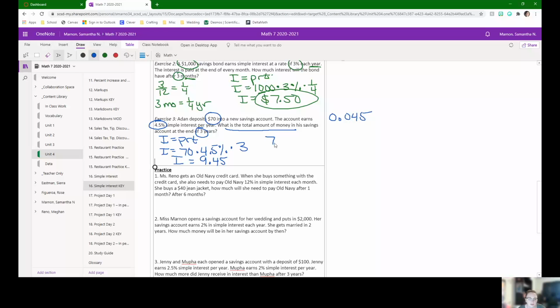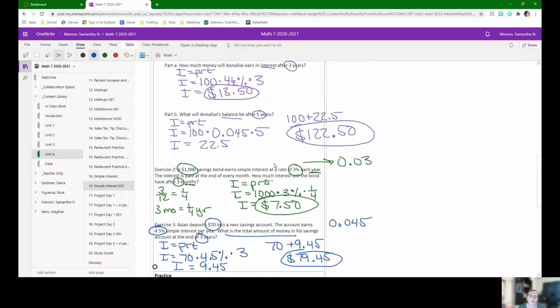So that means we need to start with his principal, the starting balance in his account, and then add on the interest that he earned. So when you add 70 plus 9.45, the total Adon has is $79.45. So those are just 3 exercises on finding the interest and then the total balance in an account.